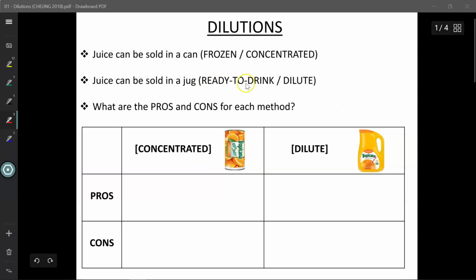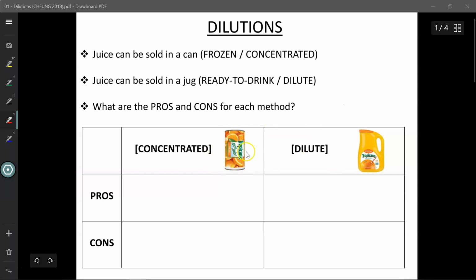With the ready-to-drink jugs, however, you don't have to do any preparation and you can drink it right out of the jug. So it's a lot more convenient. The cons, however, is that it takes up a lot more space, it's usually more expensive, and you can't really make it any more sweet than it already is. You can dilute it, make it less sweet, but going in the opposite direction and make it more concentrated, that's a lot more difficult.